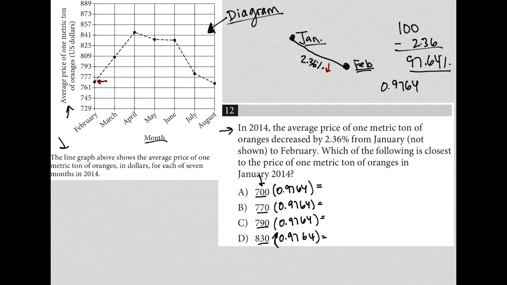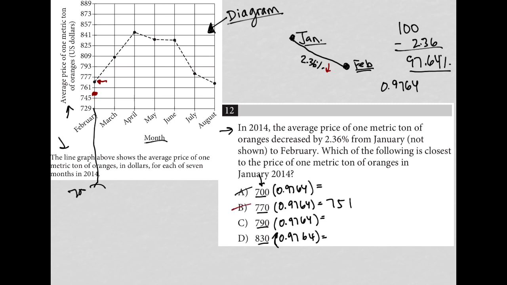So choice A, I'm going to cross that out right away because 700 is too low, right? 700 is way down here somewhere on the graph. There's no way that's January. Choice B, let's just do it really quickly. 770 times 0.9764. That's 751. Is that possible for February? No, 751 would be down here. So that's not where we want it to be, so that's gone.